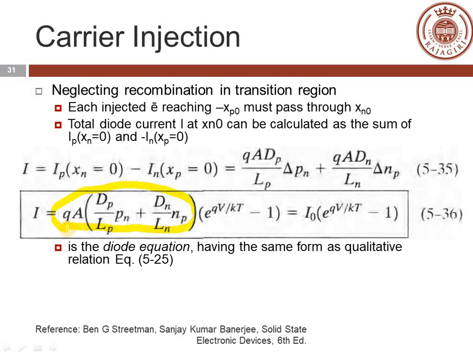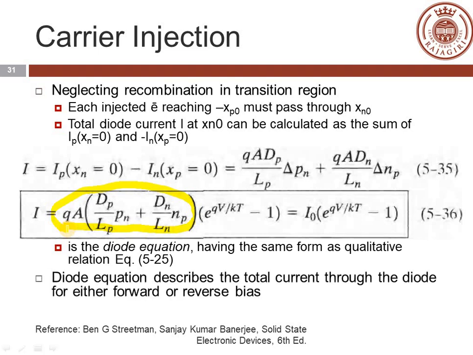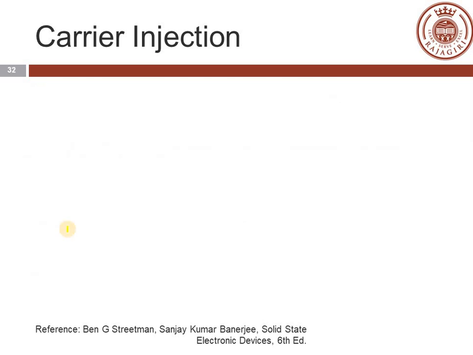That is, I equal to I0 into e to the power QV by kT minus 1. The same equation. So the diode equation describes the total current through the diode, either forward or reverse bias.